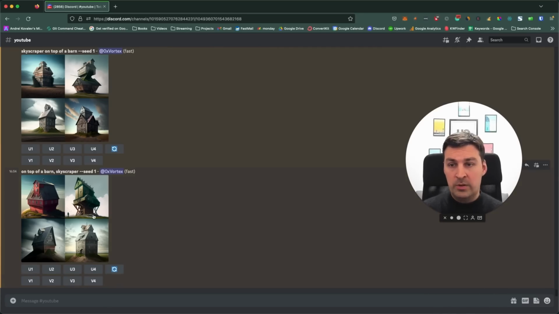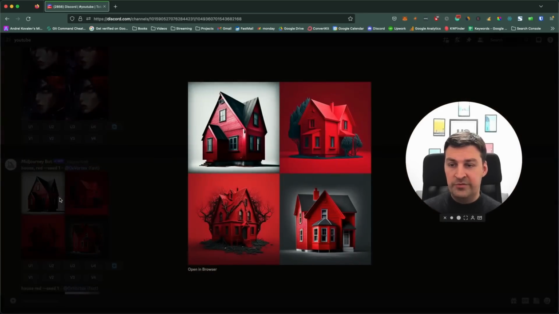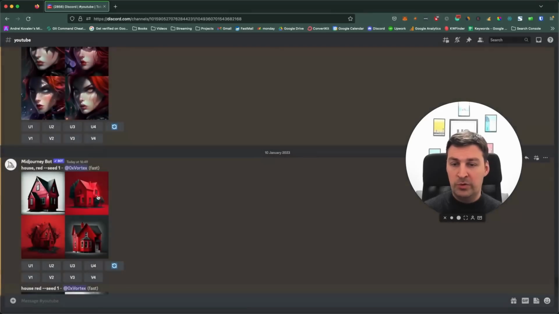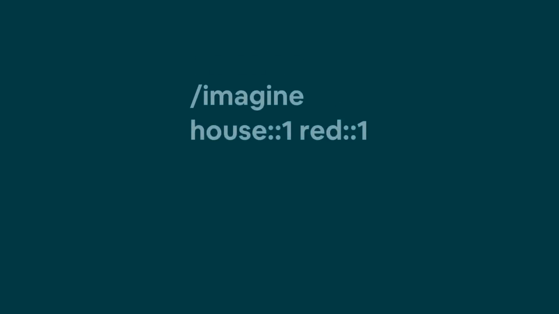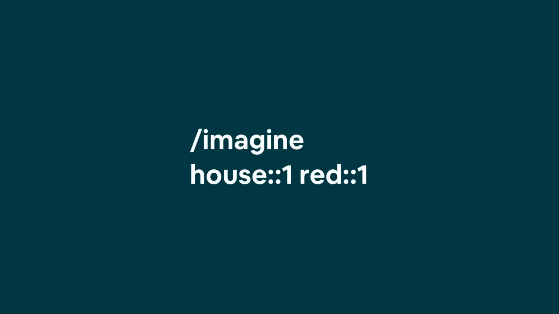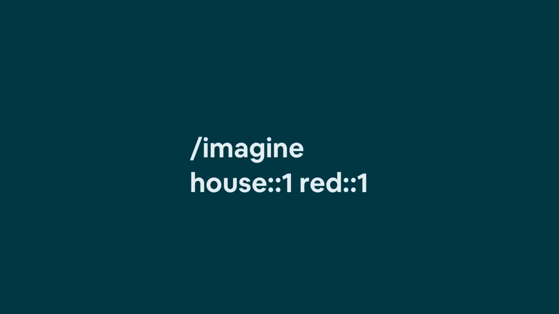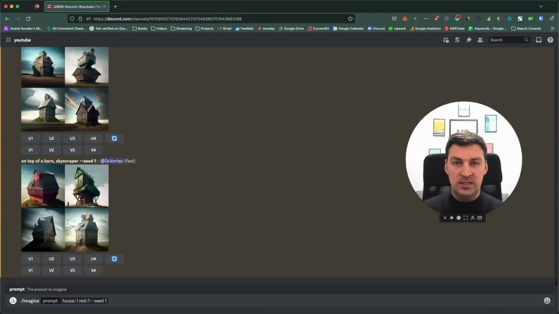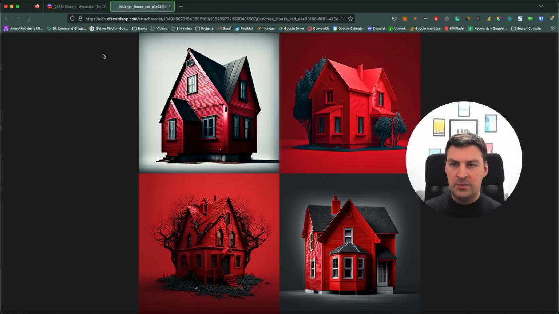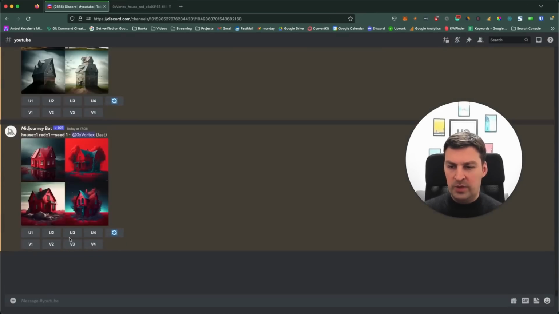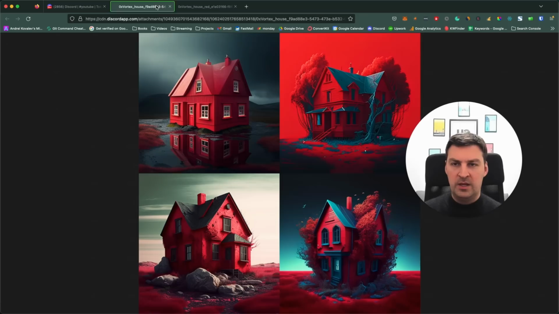So let's have another look at the example from earlier, the very first one with the house and red prompt. Keep these images in mind because what we're going to do now is we're going to enter the very same prompt, but this time we're going to add a weighting of 1 to the house and a weighting of 1 to red. And let me just add the seed to maintain things and let's see what happens. Okay, so let me just quickly open up the old one so we have it side by side, and we're also going to open up this new set of images as a comparison.